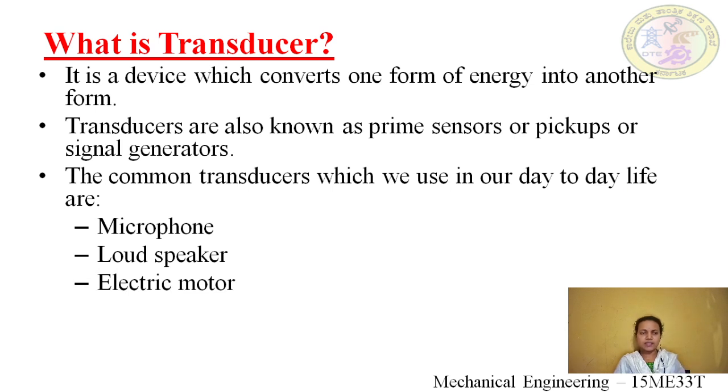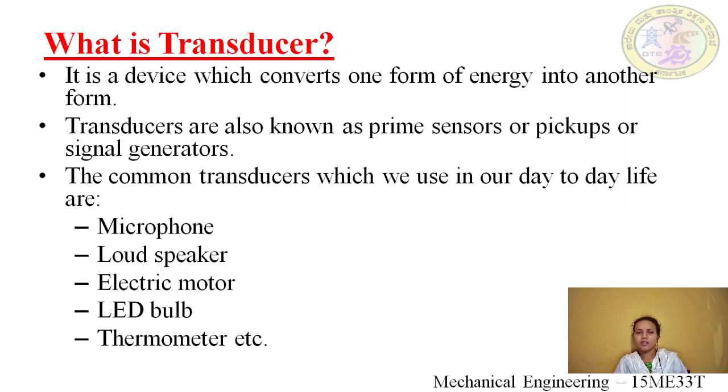I would like to take one more example, the electrical motor. What's happening in an electrical motor? Electrical energy is converted into the rotation of the shaft, that is, motion. If you take an LED bulb, the electrical signal is converted into light energy. If you take a thermometer, the temperature is converted into an electrical signal.